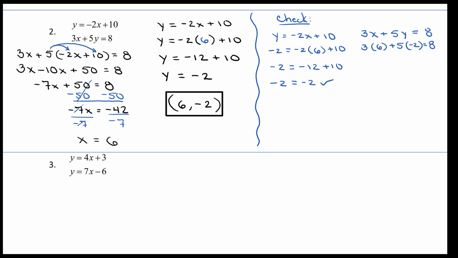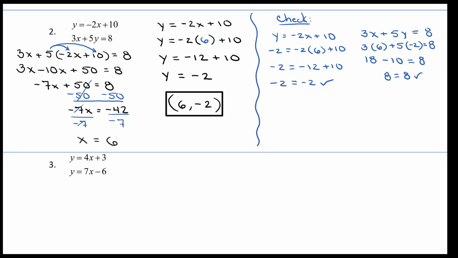And then 5 times negative 2 is a negative 10. So that'll be 18 minus 10, and that is equal to 8. So 8 equals 8. That is a true statement. Yes, it checks out. So it checks out in both of our equations, which means, yes, the ordered pair (6, negative 2) is a solution to our system.